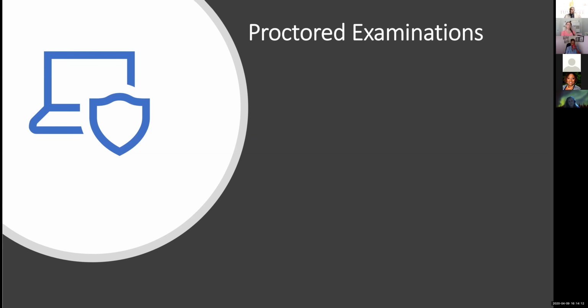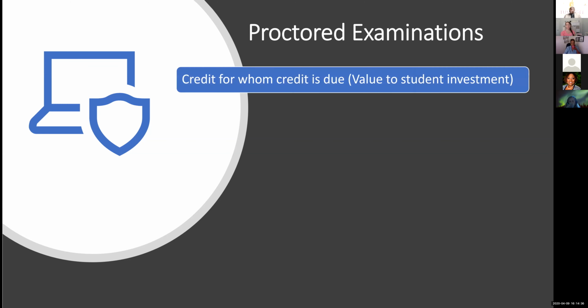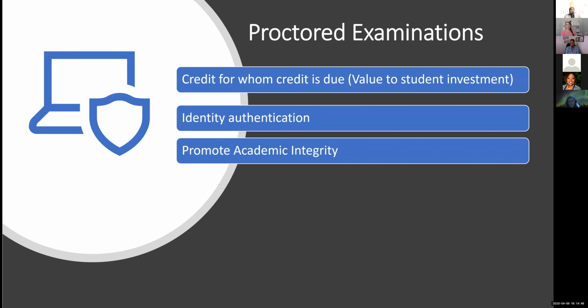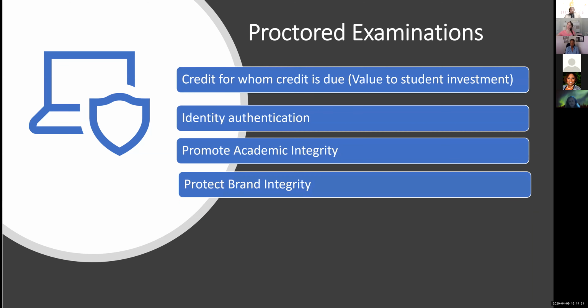So the threat of not proctoring or not verifying students' identity is the fact that the program can lose credibility or integrity if it turns out that other individuals are taking exams on behalf of the registered students. So the proctoring ensures that credit is given to whom credit is due. There's identity authentication, promotes academic integrity by deterring cheating, and it promotes brand integrity.